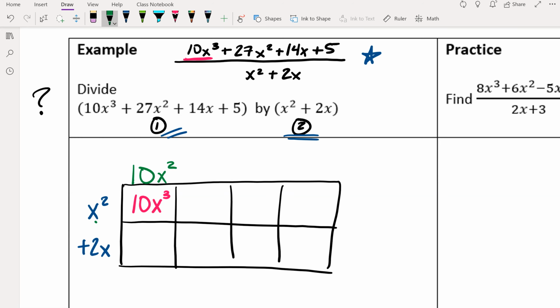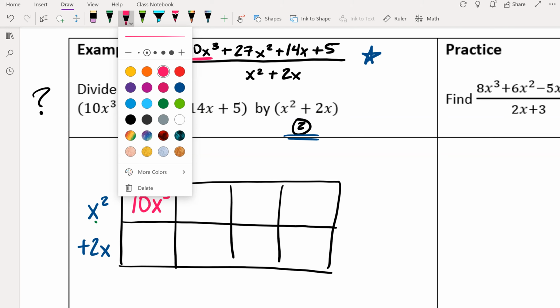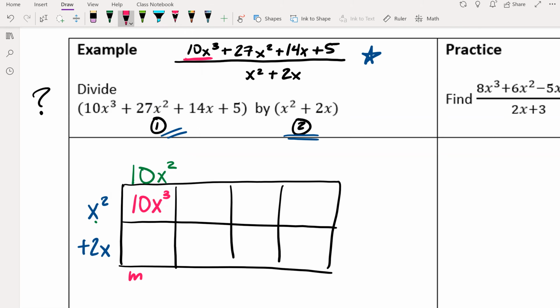Now I need to multiply. So I'm going to go ahead and multiply 2x times 10x squared. That's going to give me 20x. Oh, wait. X squared plus 2x. Hold on, I'm just making sure we're good. Yeah, that's what I messed up.